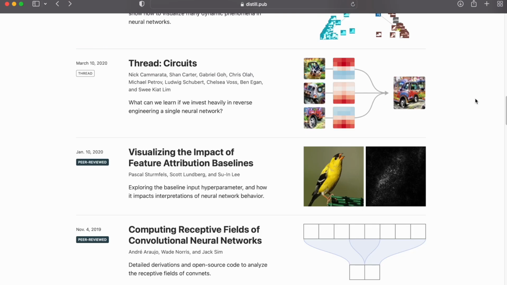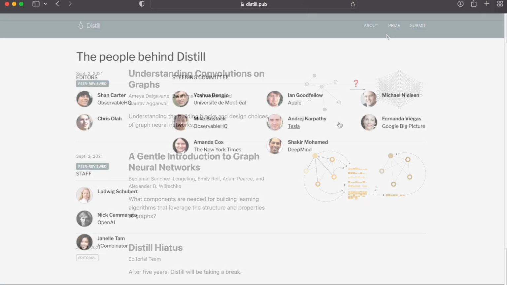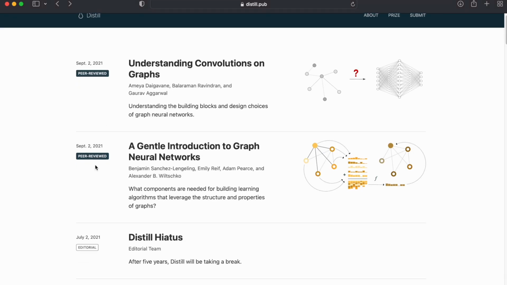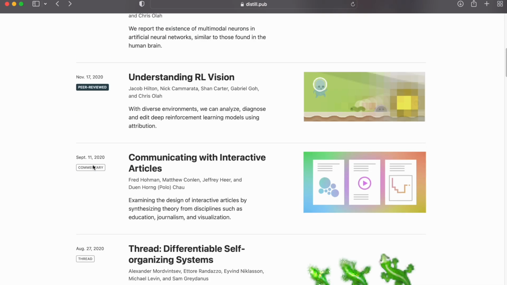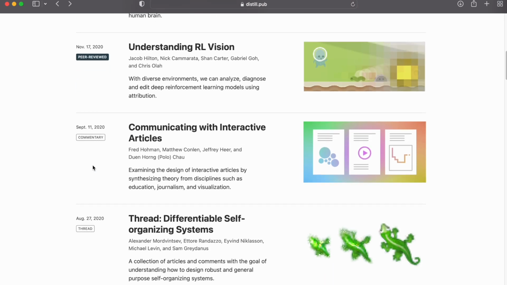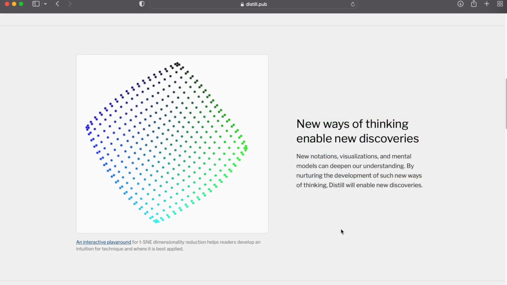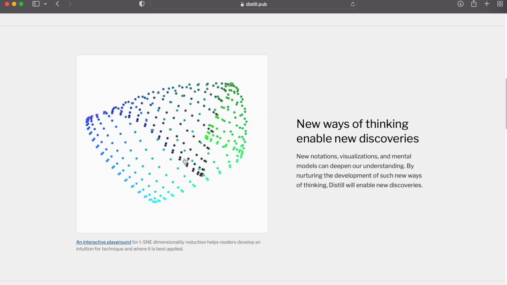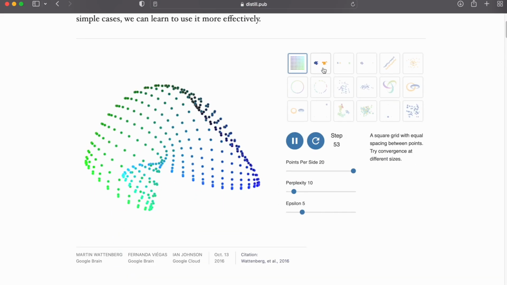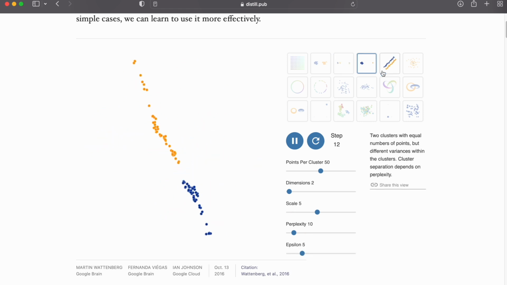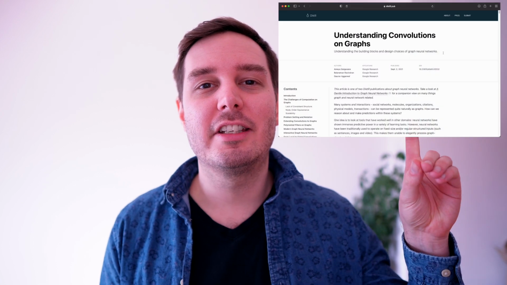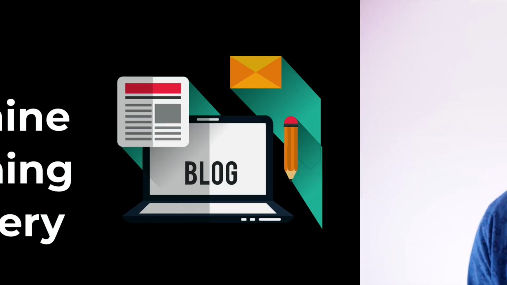Distill is an online research journal that presents itself as an alternative to academic publications. It's made by many of the world's most famous AI researchers. The content on the website is sorted by peer-reviewed, thread, commentary, and editorial, depending on your interest. Its peer-reviewed articles are registered with the Library of Congress and Crossref and appear in Google Scholar. And what makes Distill particularly unique is its use of interactive media to distill the latest findings in machine learning. One cool article you can check out, for example, is the Understanding Convolutions on Graphs article.